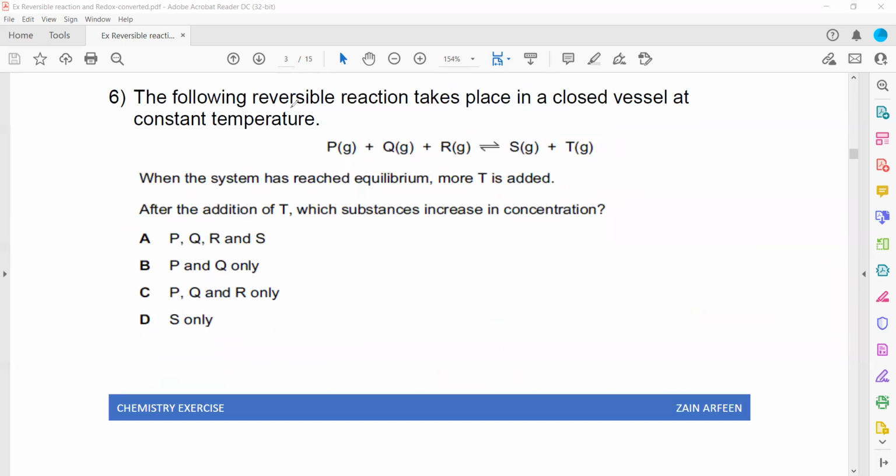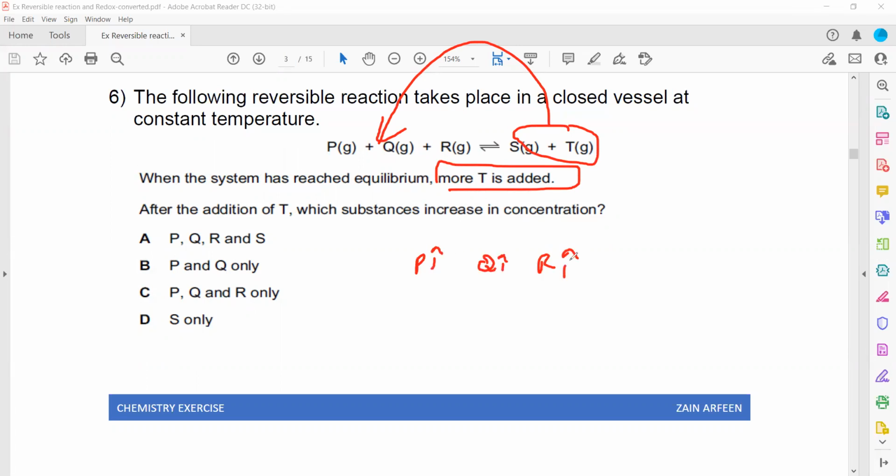In question 6, the following reversible reaction takes place in a closed vessel at a constant temperature. When a system reaches equilibrium, more T is added. After addition of T, which substance increases in concentration? When we add T, when we add the product, equilibrium will shift towards the left hand side, backward. So what happened to the amount of P? That will increase, the amount of Q will increase, and the amount of R will also increase. That's why C is the right answer.